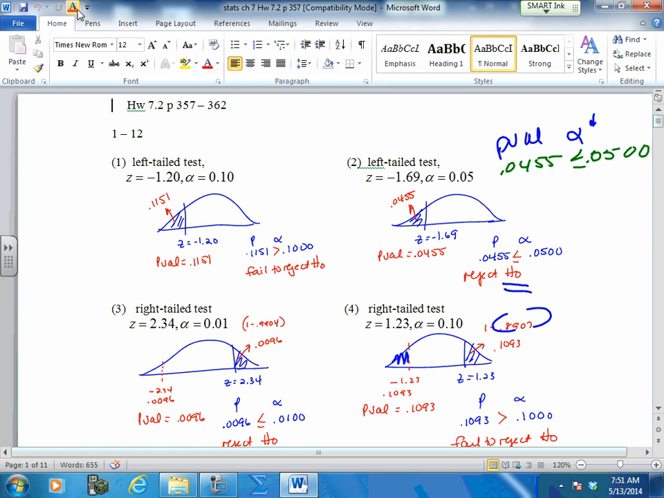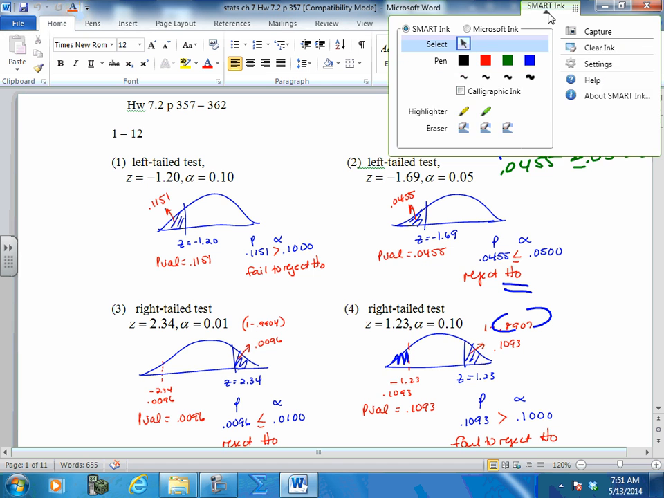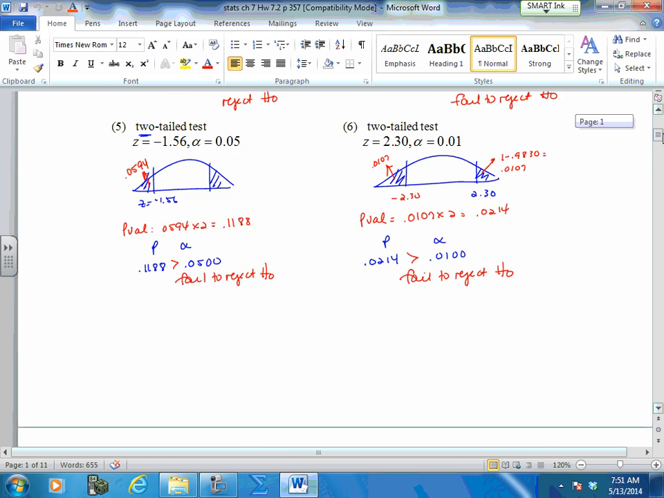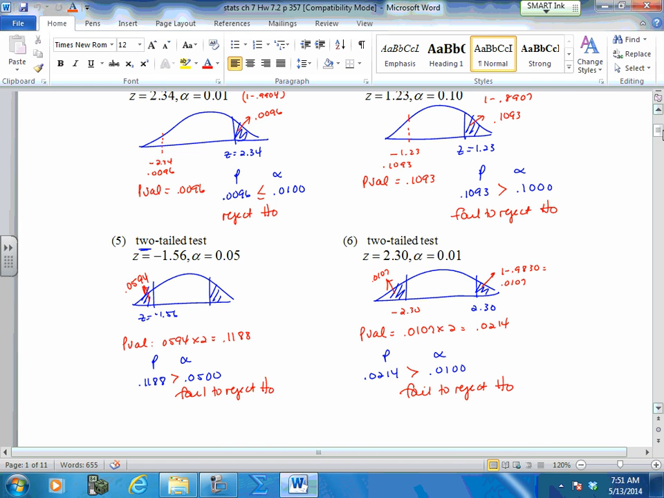Do you want a left tail? Do you want a right tail? Do you want a two-tail? Okay? Yes. A two-tail test.